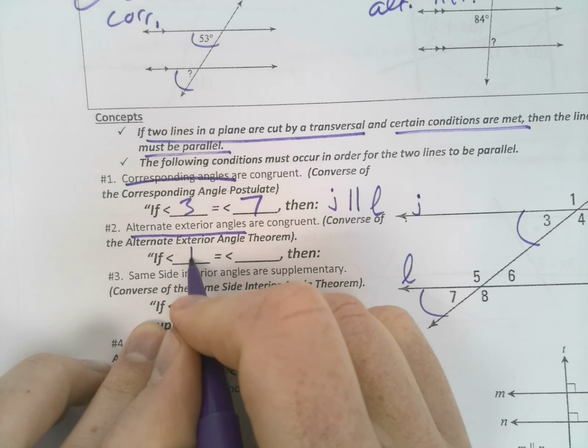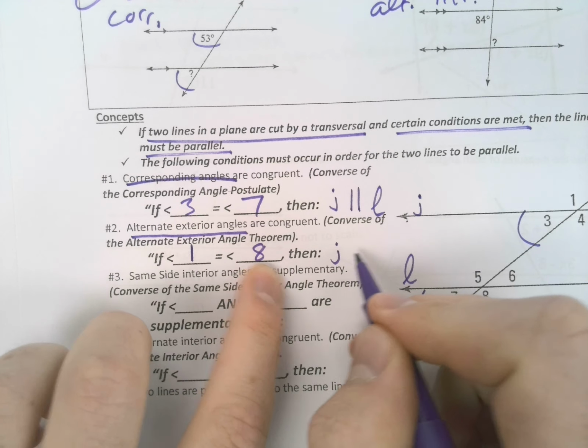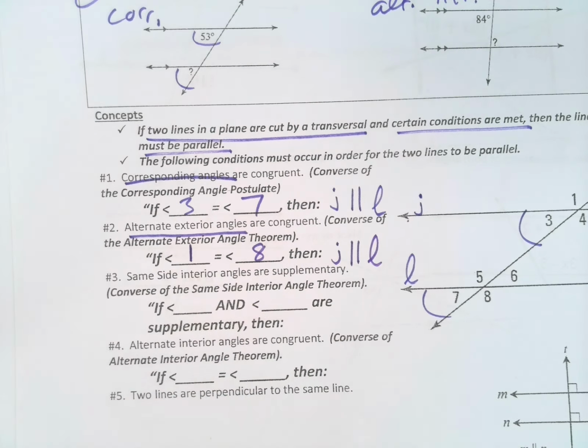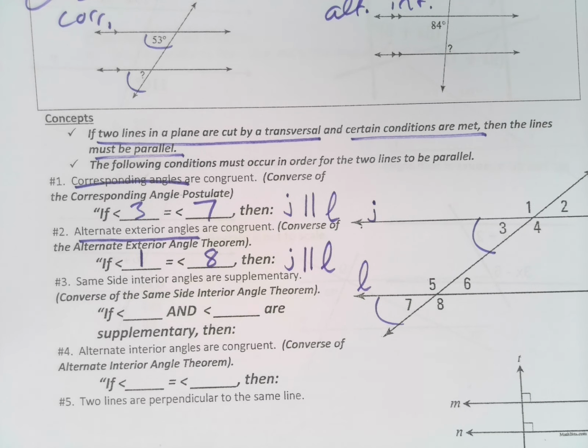One and 8 would be a good choice. If you did 2 and 7, that'd be great too. If angle 1 equals angle 8, then line J is going to be parallel to line L. Yep. So if our hypothesis is true, then that's the conclusion we can come to.